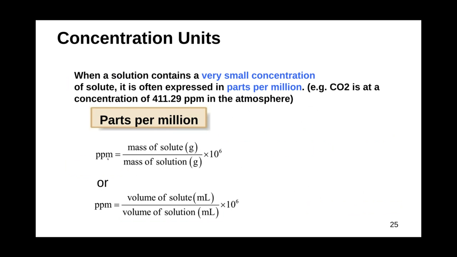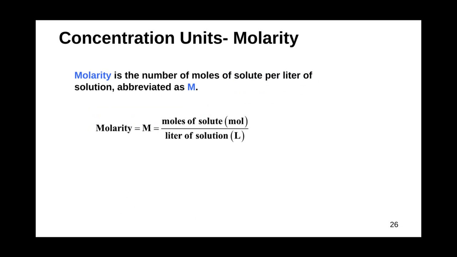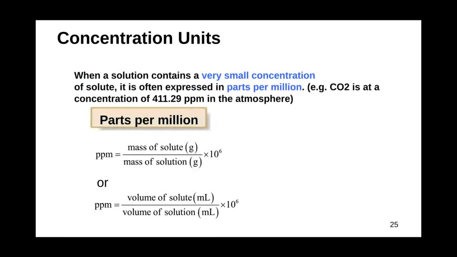What does that mean? Well, parts per million is expressed as one of two things. The mass of a solute in grams divided by the mass of a solution in grams times 10 to the 6, so million, or volume of a solute in milliliters divided by the volume of the solution times 10 to the 6, again, millions. So that's what parts per million is. How many parts do we have per million of a given solution? That's all.